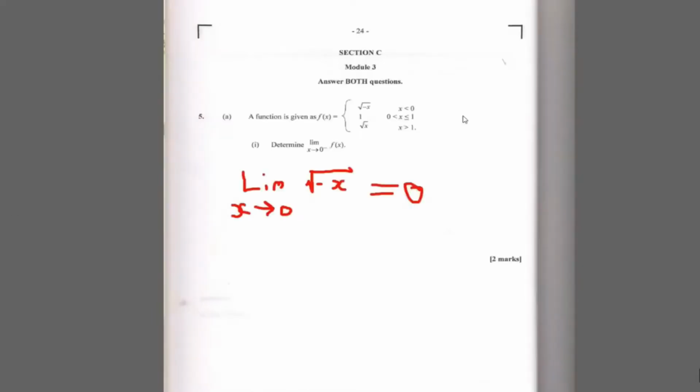They say determine whether the limit exists. To determine whether the limit exists, we need to check if the limit from the right is the same. Well, let's check and see. When you're approaching 0 from this side, you're getting 1. When you're approaching 0 from the right, you're getting 1.